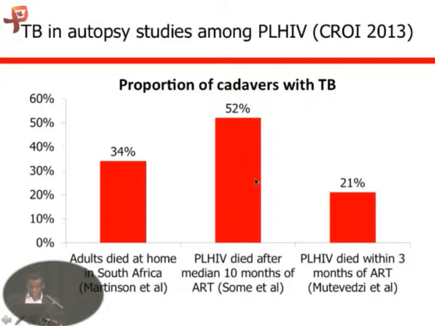And this study that was done in Kenya, among those people receiving ART, with a median ART of 10 months, also showed 52% of them having TB in their cadavers. And the third study, reported from South Africa, among those people living with HIV who died within the first 3 months of ART initiation, also showed 21% of them having TB in their cadaver.